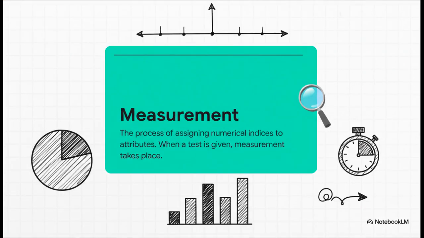And this is where measurement comes in. See, once the test is done, measurement is the actual process of taking that performance and sticking a number on it. We're talking about raw scores like 85 out of 100, or maybe percentile ranks like scoring in the top 10%. The key thing to remember is this. The second a test is given, measurement is happening. It's the act of turning performance into a number.